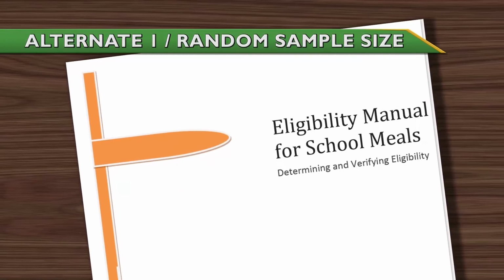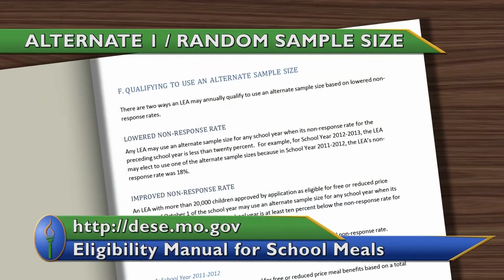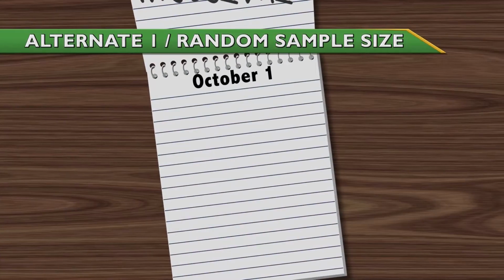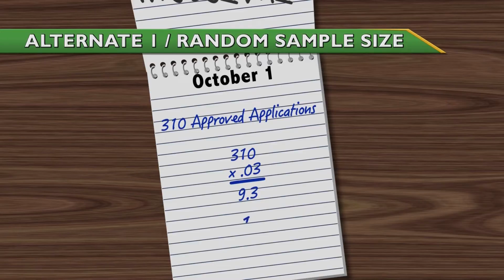Consult the eligibility manual to determine if your school qualifies to use an alternate method to determine sample size. In this example, the LEA has 310 approved applications on file as of October 1st. Multiply 310 by 0.03 for a result of 9.3. Round this number up to 10. The LEA must randomly select and verify 10 applications.